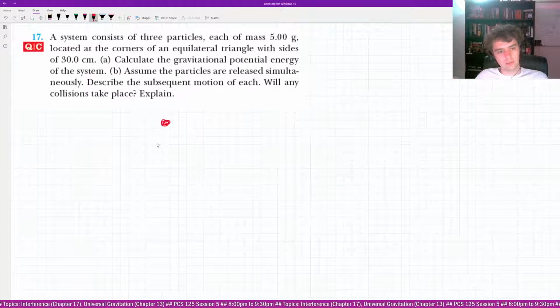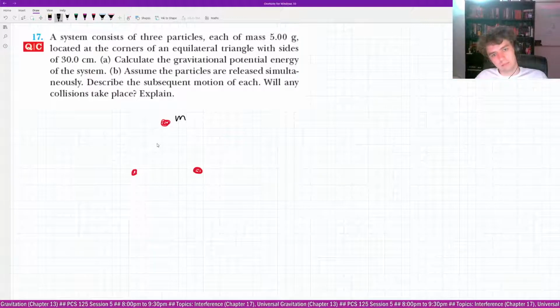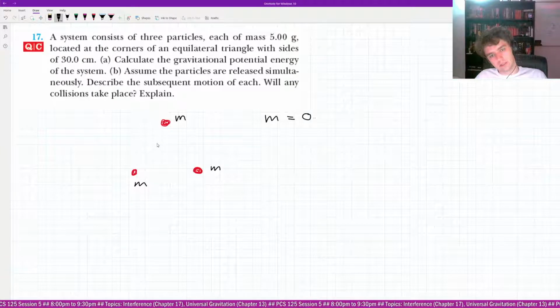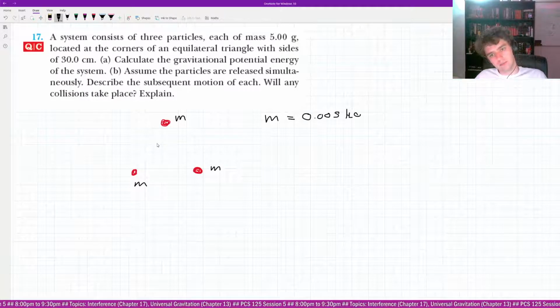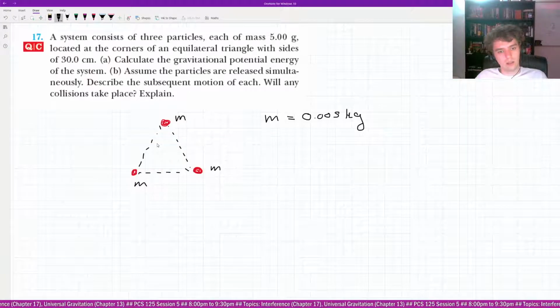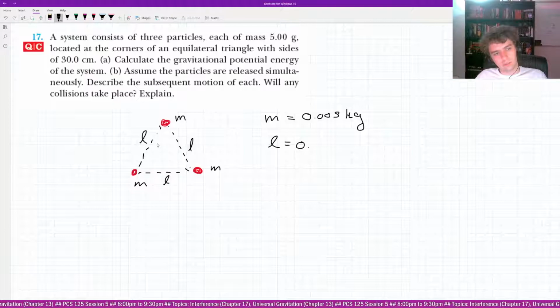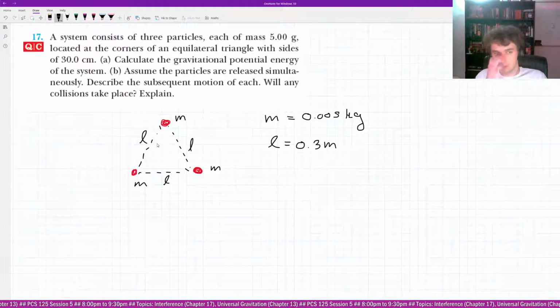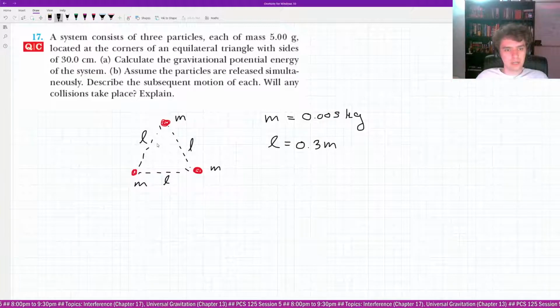So I'm going to draw it. We have, I'll draw it a little smaller, an equilateral triangle. Each mass has a mass m, M equals 0.005 kilograms. Okay, the distances here are all L, and L equals 0.3 meters. Calculate the gravitational potential energy of the system.